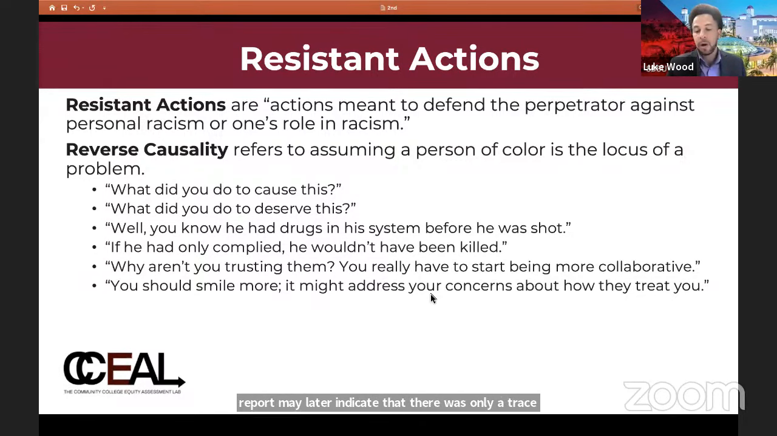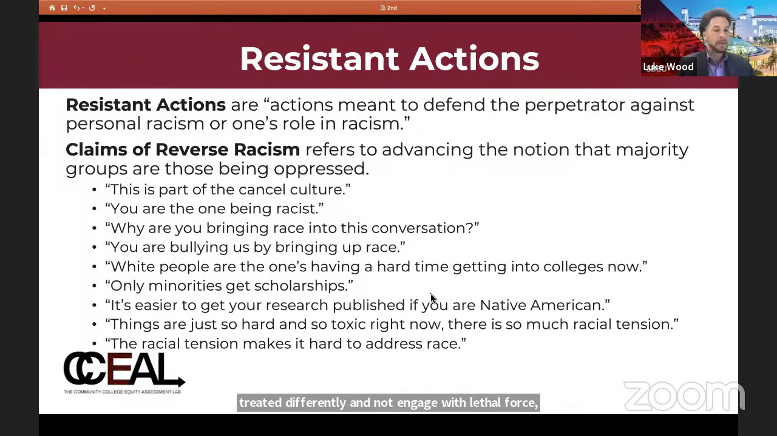In each case where factors are present, let's say that there is some sort of thing that the person had, Black people are responded to differently and more extremely, in addition to other people of color, by law enforcement officers. Often, if all factors were the same, a person from a majority group, such as a white individual, would be treated differently and not engaged with lethal force. And that is an example of how reverse causality can serve to send these messages.